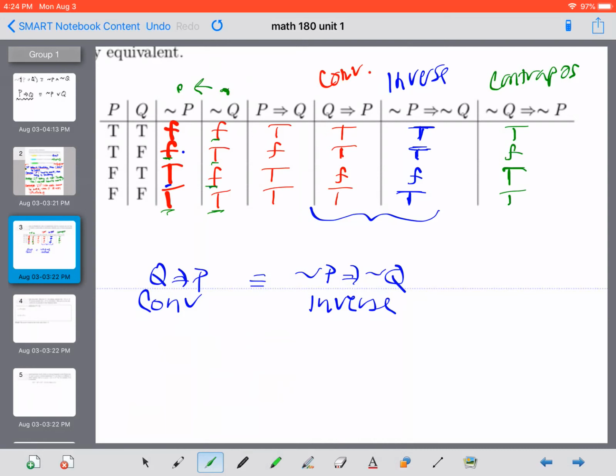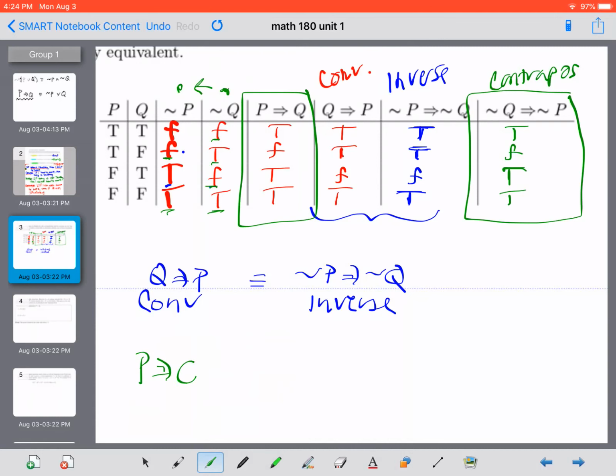So this contrapositive does not match the columns for inverse and converse, but it does match the column from your original statement. That means we have that P implies Q is logically equivalent to its own contrapositive, not Q implies not P, always. So this is our original statement. This is the contrapositive.